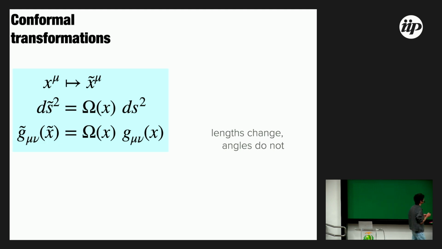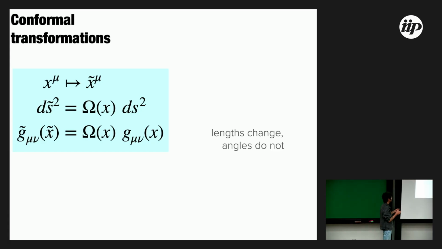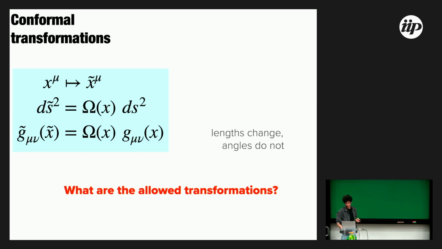So the geometric picture here is that when this omega is different than 1, you are changing the lengths of things, but the ratio of internal products is such that it cancels this, so angles between lines do not change. So conformal transformations are a set of transformations that preserve angles, do not necessarily preserve length, and we can try to find what are the allowed transformations that do this.